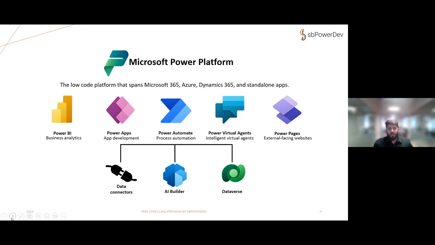The main 5 services that we see here are Power BI, Power Apps, Power Automate, Power Virtual Agents, and Power Pages. As it suggests, Power BI is meant for business analytics. Power Apps acts as your app development service where you develop different apps. We'll see one of the applications today as well. Power Automate helps you automate all the different tasks within your organization.